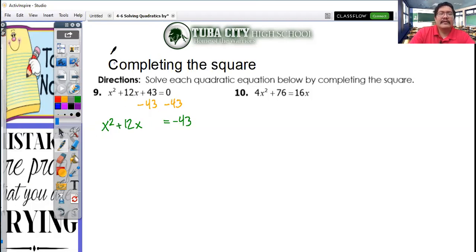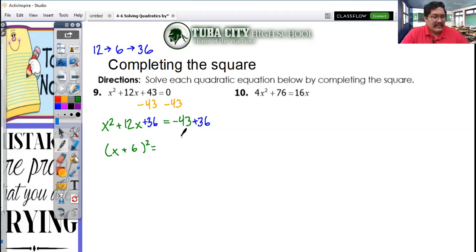Well, what does that mean? Okay, you'll find out. So let's go ahead and find our new c value. So get the b value, take it, half it, square it. 6 times 6 is 36. So that means that I am going to have to put in 36 on both sides. So add 36. And that allows me to complete the square to a perfect square trinomial, which again is going to be my middle number. So it's going to be x plus 6 squared. And again, 6 plus 6 is 12. 6 times 6 is 36.